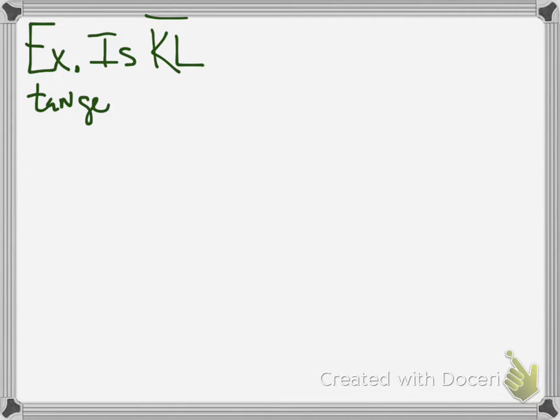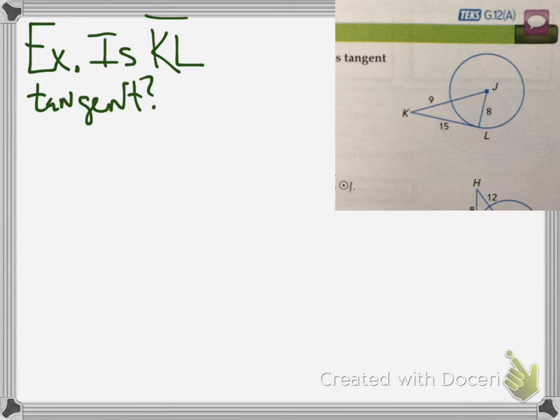So here we go. You can tell me, is KL tangent? Here's the reason why we ask. There is a way for us to draw these so they look like they're tangent, but they're not tangent. So we want to test to make sure they are. Again, it's supposed to be making a 90-degree angle at that point of tangency. That means I've got a right triangle, and I can use a squared plus b squared equals c squared.